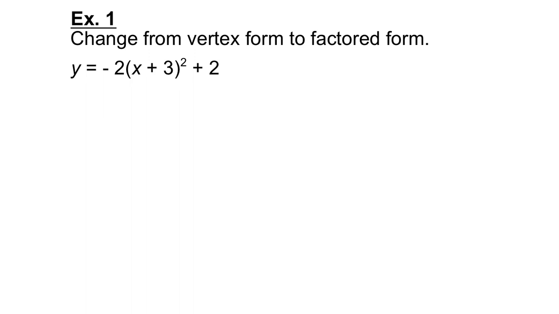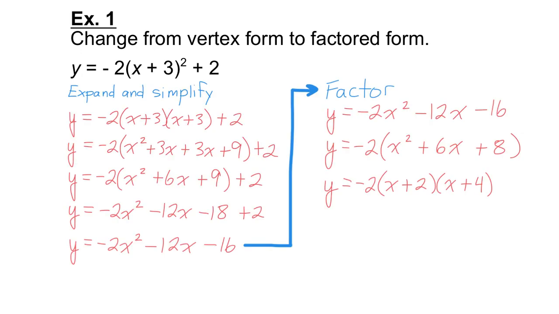So use that chart to help you answer this question. Change from vertex form to factored form. Here's the equation in vertex form. Pause the video and turn it into factored form, then check back in to see how you did. First, I need to expand and simplify to turn it into standard form. And once I have standard form, I need to factor to get the factored form. So you can pause the video right now and take a closer look to check your work. Otherwise, you can move on.